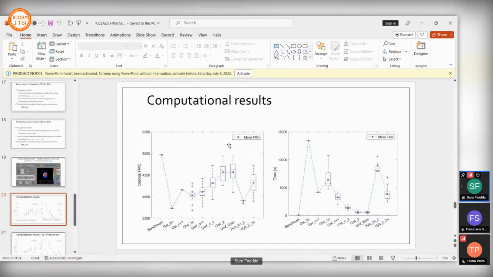Furthermore, we can see that for the probabilistic approach, we have a wide range of objective function values, meaning that we have very good results and poor results. And that's an issue for real-world problems, particularly for healthcare problems.